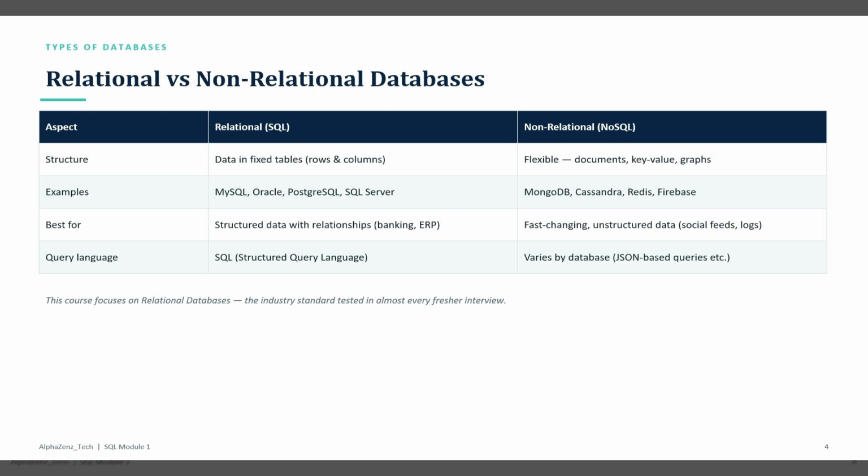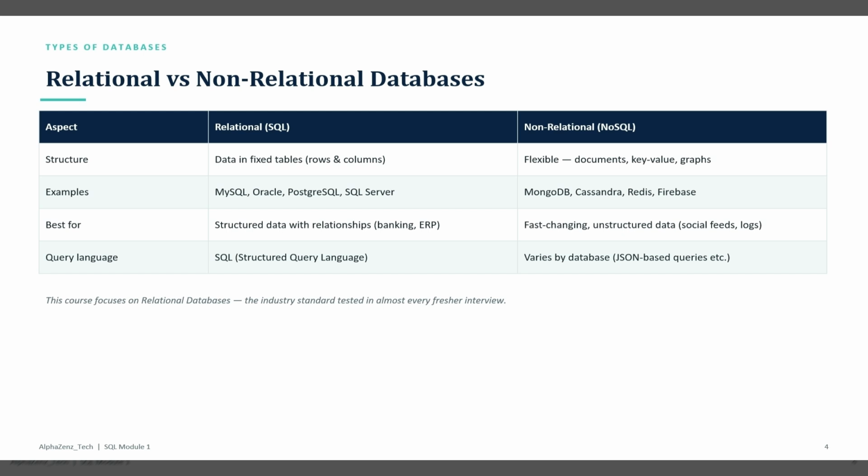Slide 6. Relational versus non-relational databases. Now, quickly, there are 2 major types of databases. Relational, also called SQL databases, and non-relational, called NoSQL. Relational databases store data in fixed tables with rows and columns. Examples are MySQL, Oracle, PostgreSQL, SQL Server. These are best for structured data with clear relationships, like banking or ERP systems.